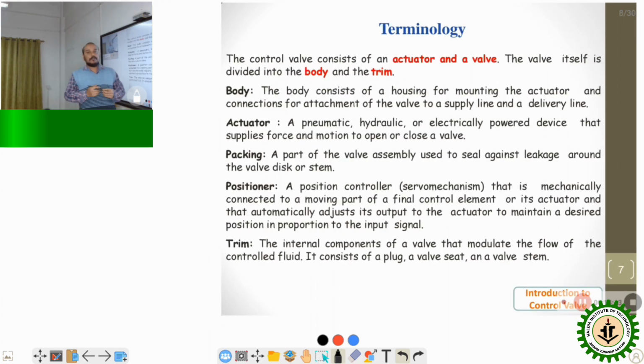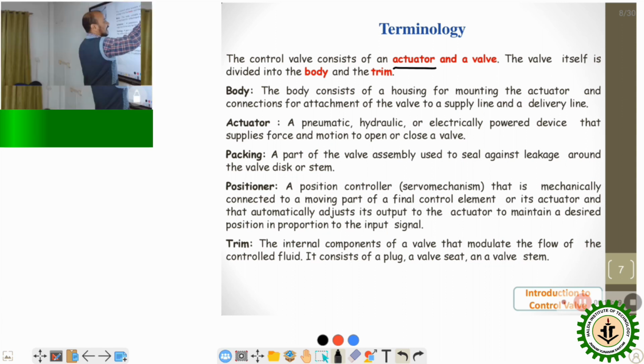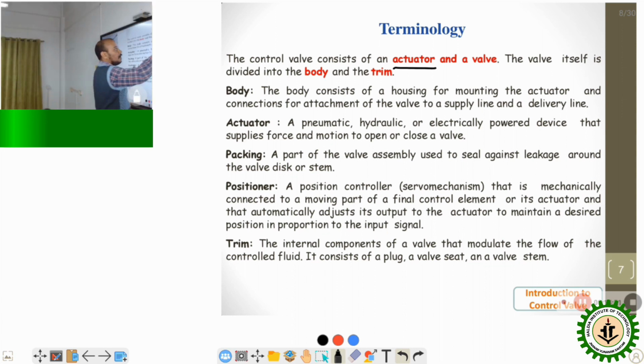If you go for the terminology of the control valve, the control valve is mainly divided into two parts. One part is known as the actuator part or the controlling part, and another part is the valve, which is the body and the trim. So the valve will be divided into two segments. One is known as body and another segment is known as trim, and the actuator part is a pneumatic, hydraulic or electrical powered device that supplies force and motion to open or close the valves.